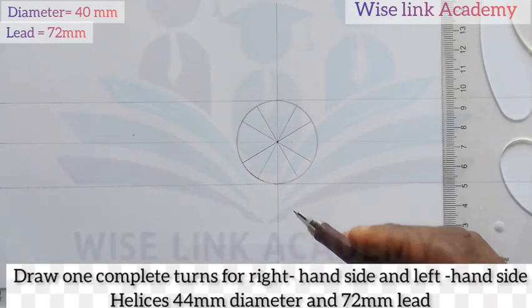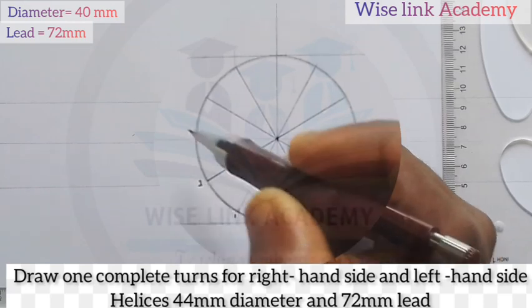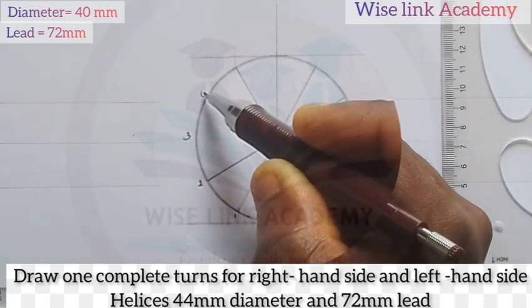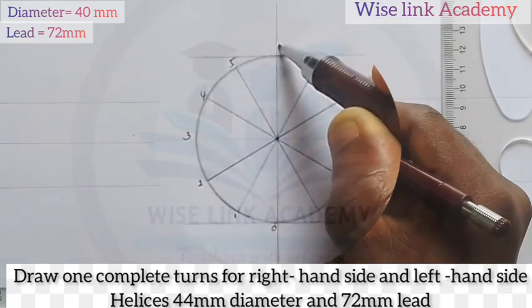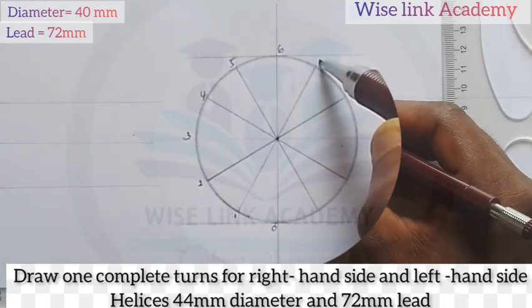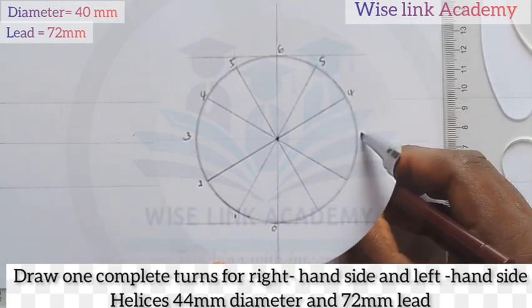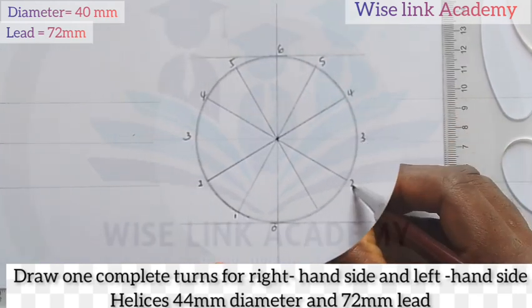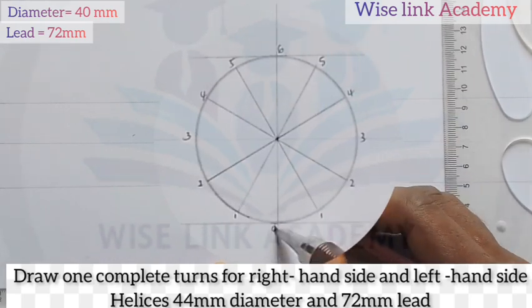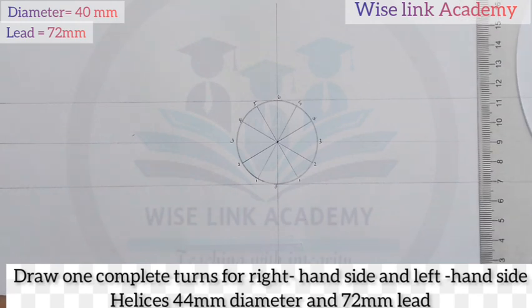Let's list them out. Here is 0, 1, 2, 3, 4, 5, 6. Now, instead of 7, I will do descending order. That becomes 6, 5, 4, 3, 2, 1, and 0. So here is the 12 parts. I've divided that into 12.